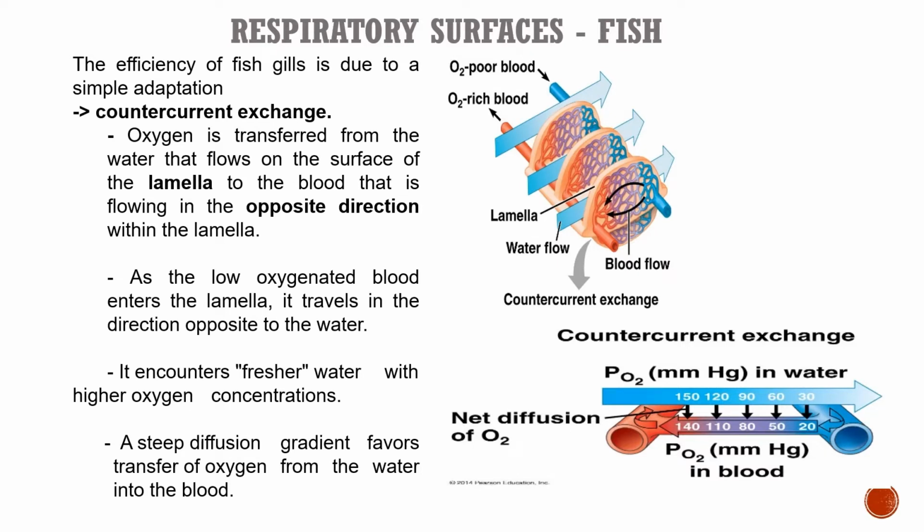The efficiency of fish gill is due to a simple adaptation we call countercurrent exchange. Oxygen is transferred from the water that flows on the surface of the lamella to the blood that is flowing in the opposite direction within the lamella. As the low oxygenated blood enters the lamella, it travels in the direction opposite to the water. It encounters fresher water with higher oxygen concentration. A steep diffusion gradient favors transfer of oxygen from the water into the blood.